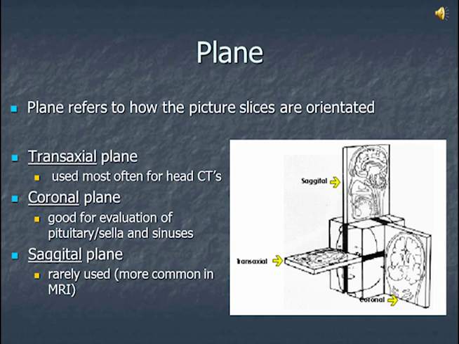CT images can be oriented in different planes. The most commonly used is transaxial. Coronal planes are good for evaluation of the pituitary and sinuses. Sagittal planes are more often used in MRI.